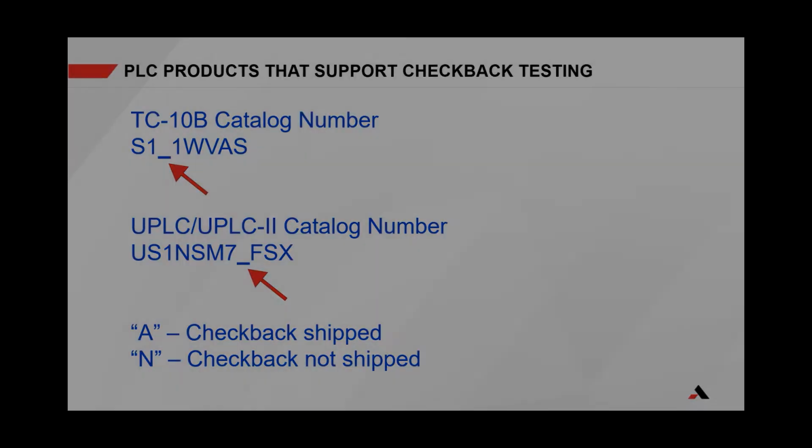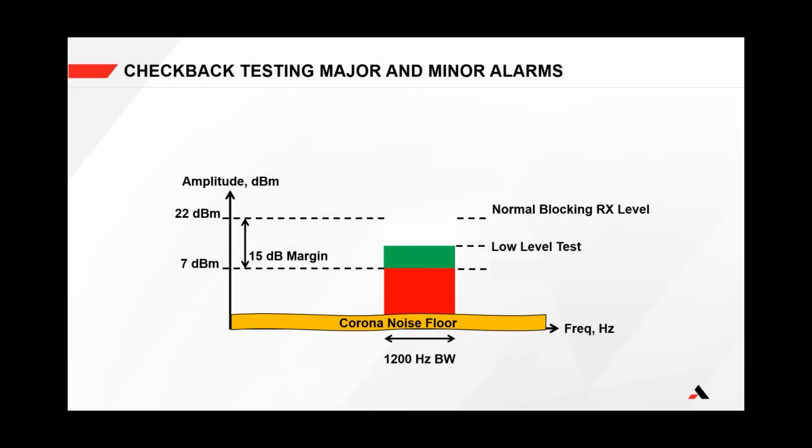Checkback allows for periodic testing of the communication path via the transmission line so that if there is a degradation of signal, then a checkback major or minor alarm will be asserted. If the low-level test cannot be received, but the high-level test signal can be received, then the communication path is degrading, but there's still enough margin left to receive blocking. In this case, a checkback minor alarm will be asserted, which is similar to the FSK fade alarm.